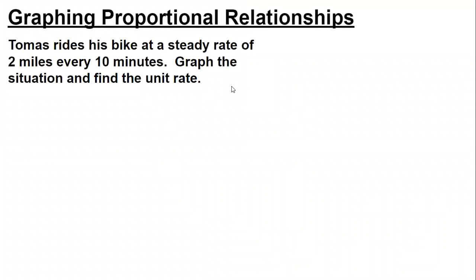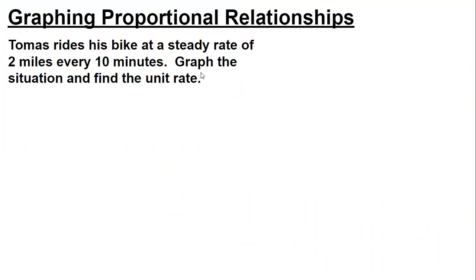Okay, let's go on. Let's graph another proportional relationship. Thomas rides his bike at a steady rate of 2 miles every 10 minutes. Graph the situation and find the unit rate. So I would encourage you to pause the video and do this on graph paper and then come back, watch the video and see if you got it right.